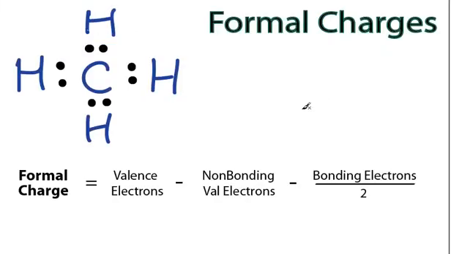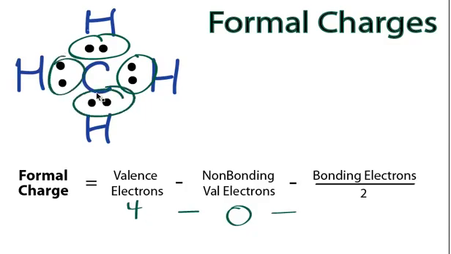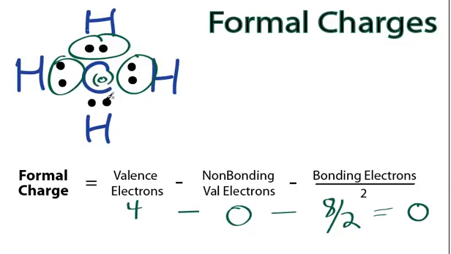To calculate formal charges, we do that for each atom. So let's take a look at the carbon first. Carbon on the periodic table is in group 4 or 14, 4 valence electrons, minus non-bonding. These are the ones that aren't formed in chemical bonds. All of these electrons for carbon, they're bonded, so we don't have any non-bonding. And then bonding electrons, we have all of these right here. So we have a total of 8 bonding valence electrons. Divide that by 2. 4 minus 0 minus 4 is 0. So we can write the formal charge for carbon and put it right here in the middle as 0.